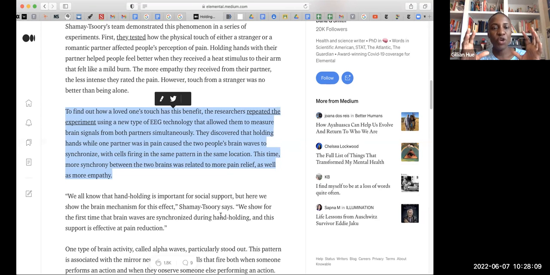And so if your brain waves are synchronizing and you're showing more empathy for each other, then the person who is not experiencing pain can help support the other person.